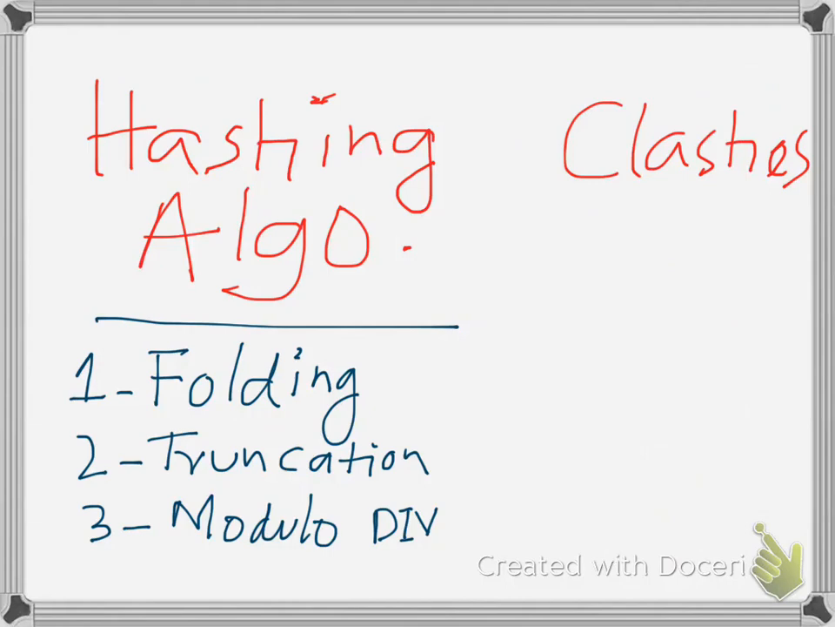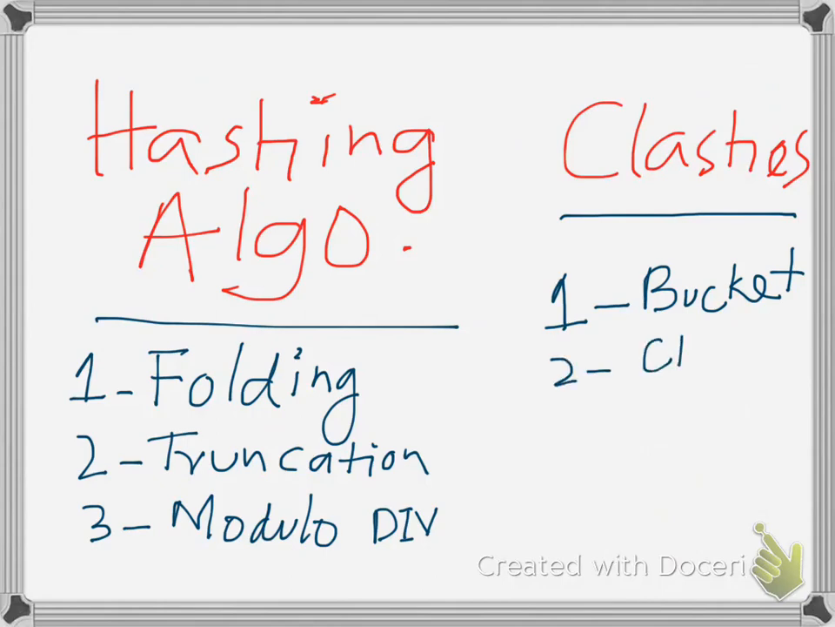And then we have three resolutions of clashes. Number one, bucketing. Number two, chaining. Number three is rehashing.